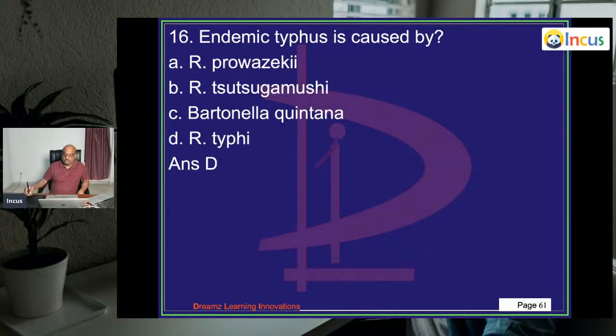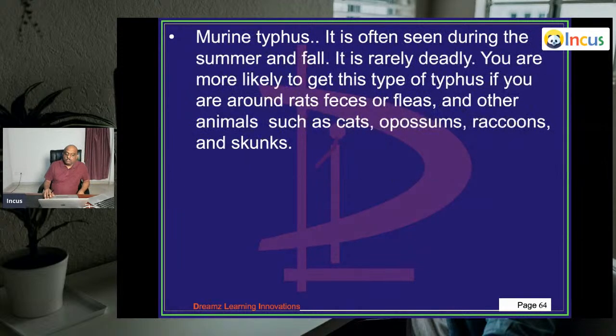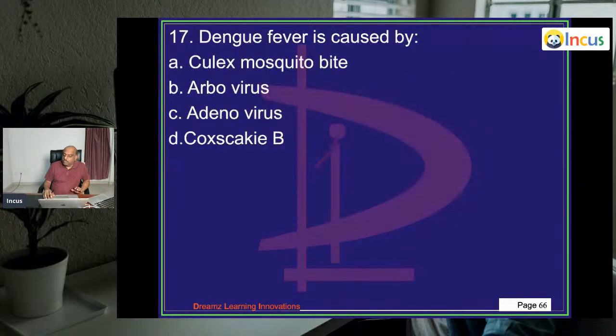Endemic typhus is Rickettsia typhi. Now, dengue fever is caused by arbovirus.